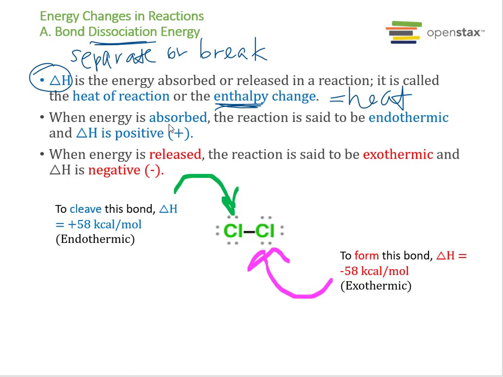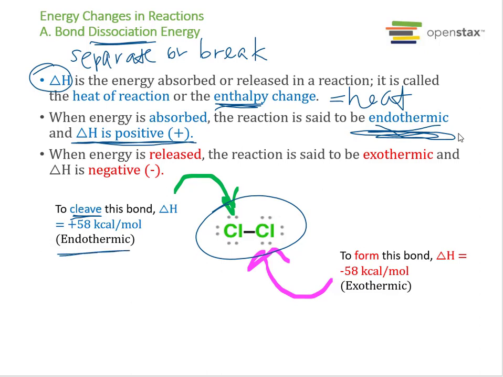And we show that when energy is absorbed, we said that it's an endothermic reaction, and that delta H is positive. So in referencing this Cl2, if we break that bond and we say it's endothermic, we have a positive. It takes 58 kcals of energy, of heat, to break that bond. It's a positive, delta H is positive.